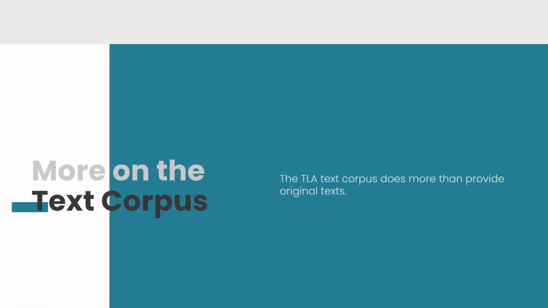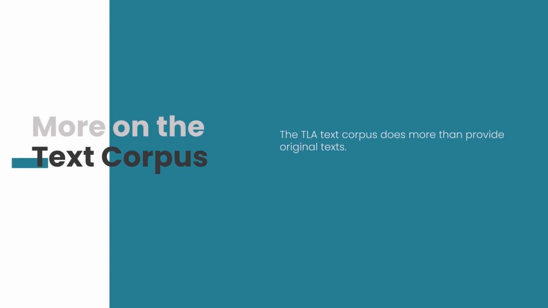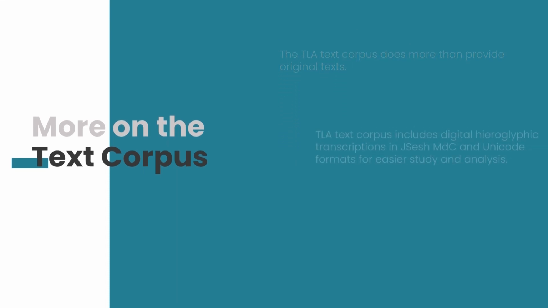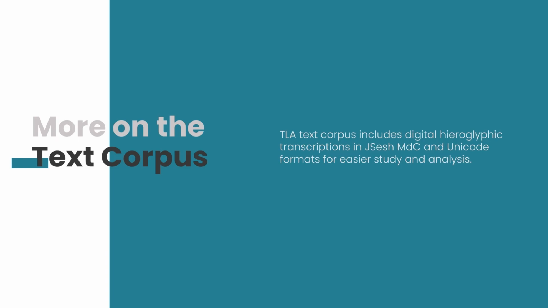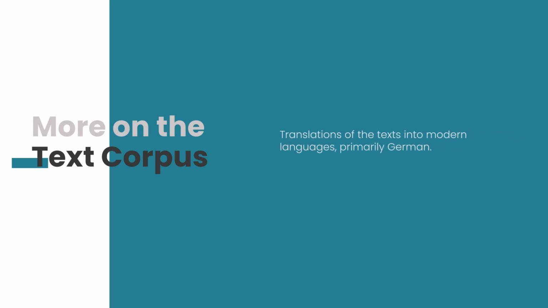The TLA text corpus goes beyond providing the original text. It also features digital hieroglyphic transcriptions in the JSesh manual decodage and Unicode formats. These annotated transcriptions facilitate the study and analysis of the text, and they make them accessible to a broader range of scholars and researchers.